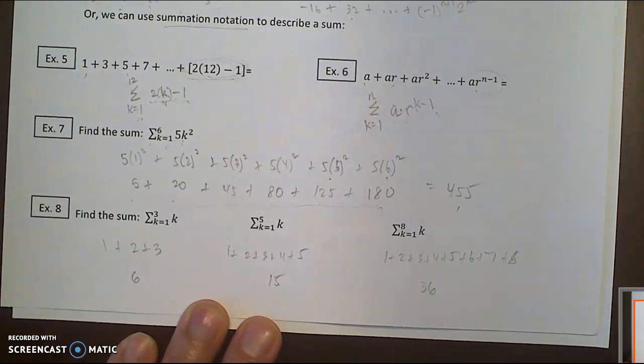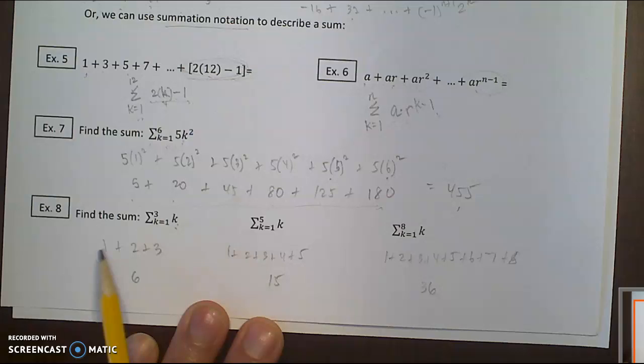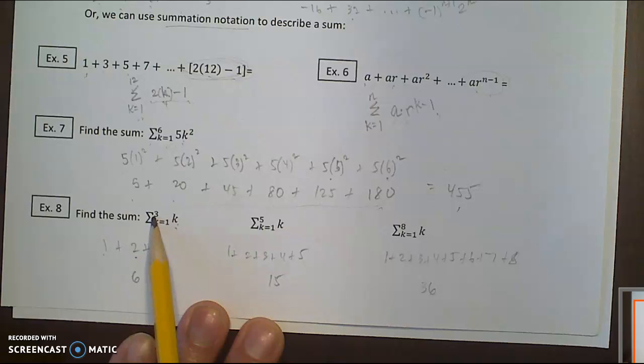All right, example number 8. Again, just doing the same thing. We're listing out all the terms. So here, it's nothing fancy, it's just k. So you plug 1 in for k, so the first term is 1. Plug 2 in for k, second term is 2. We're only going out to the 3rd term, so we plug 3 in for k, 3. And because we're looking for summation, we're simply adding those up.